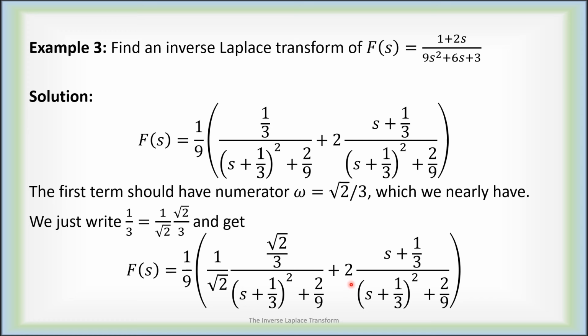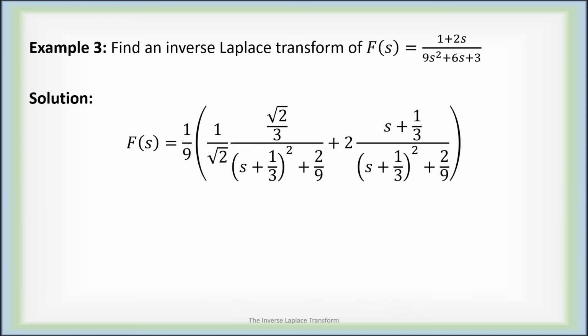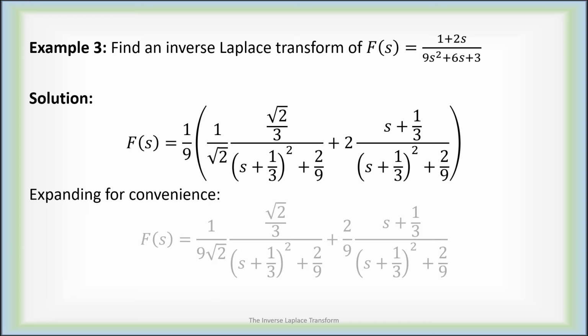So with some work, you can double check our original expression of F of s is in fact equal to 1/9 times 1 over root 2 times omega over s minus a squared plus omega squared plus 2 times s minus a over s minus a squared plus omega squared. So here's capital F of s written in the two pieces that will be easy to deal with. Just for convenience, I'm going to go ahead and distribute that 1/9 out across the two terms. So we get 1/9 root 2 times the first ratio plus 2/9 times the second.